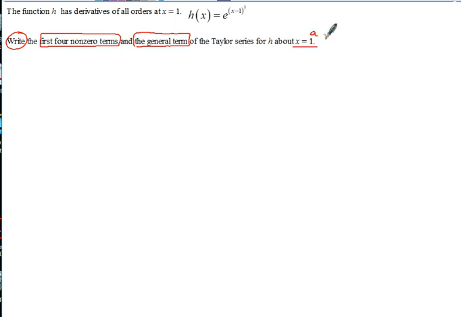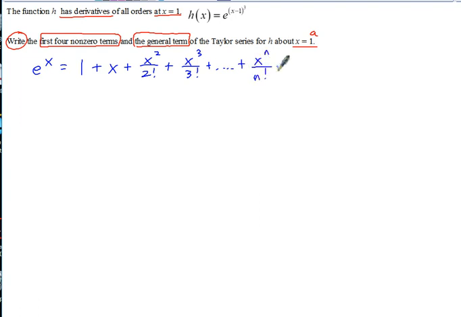So again, there's our a value. All right. It says it has derivatives of all orders at x equals 1, so all the derivatives exist at 1. So, let's refresh our memory on the pattern for e to the x. Remember e to the x equals the Maclaurin series. It's always positive, so it's not alternating, and it has all the terms that both sine and cosine have, with both even and odd exponents. So it's 1 plus x plus x squared over 2 factorial plus x cubed over 3 factorial plus, and the general term would just be x to the n over n factorial. So there would be the first 4 terms and the general term.